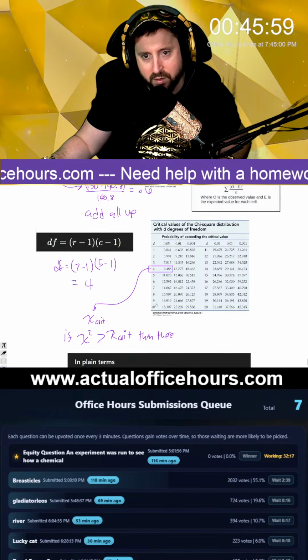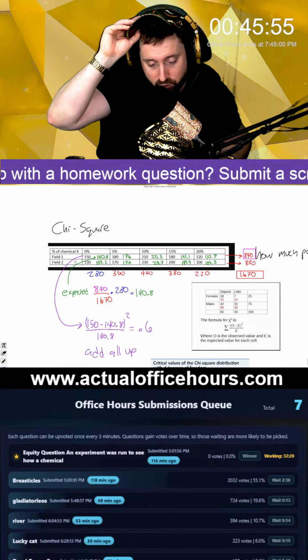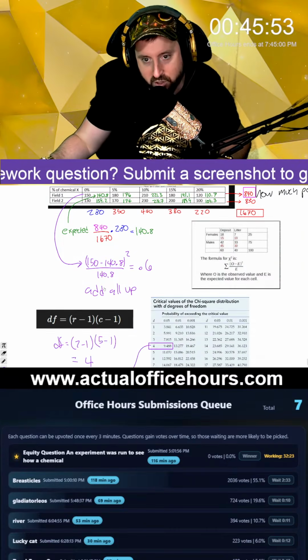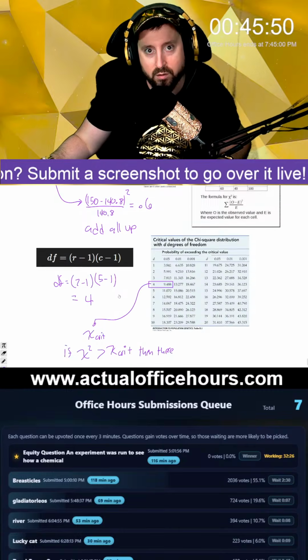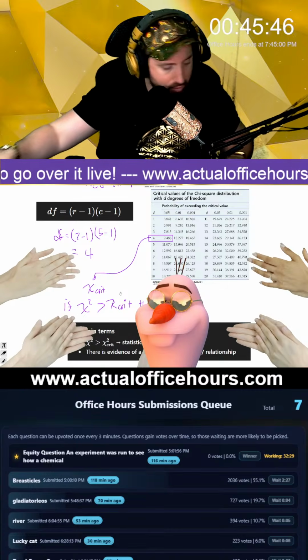So in this case, the percentage of chemical and the field that you use are related to each other in determining these things. Okay, cool. There you go. Does that make sense to you, Equity? Any questions about that?